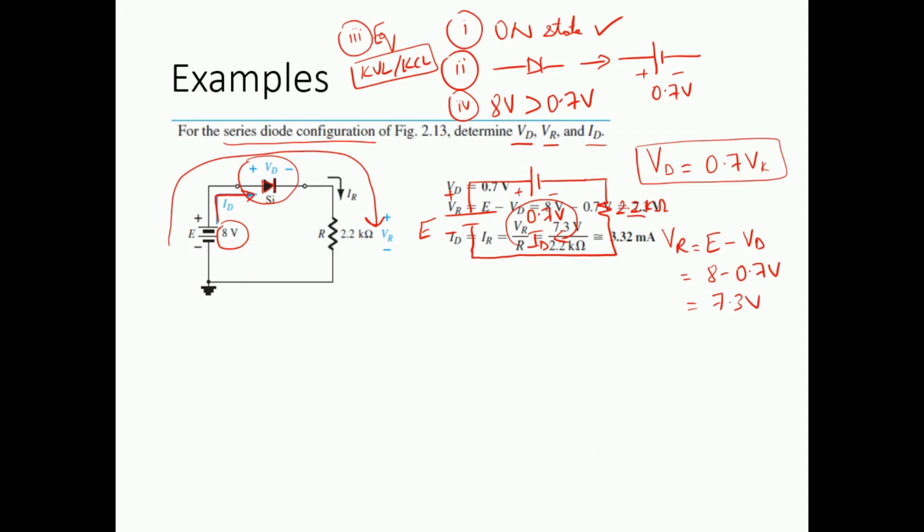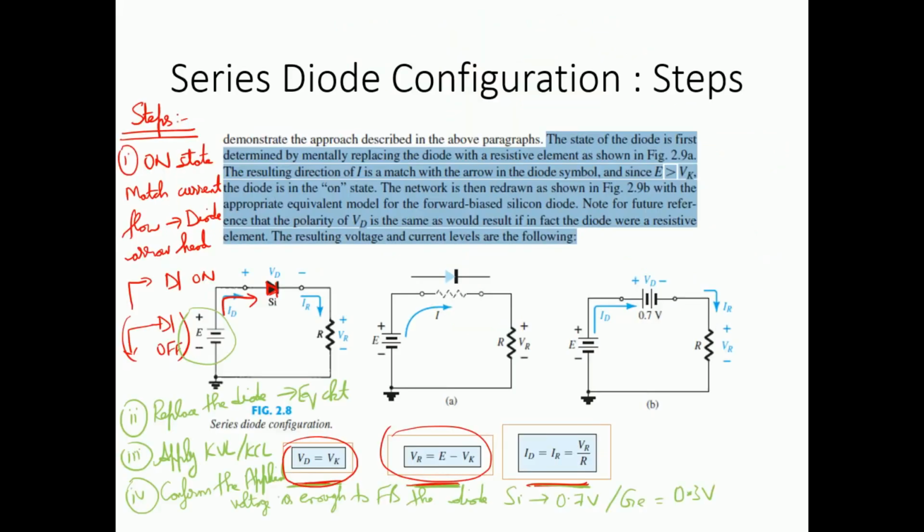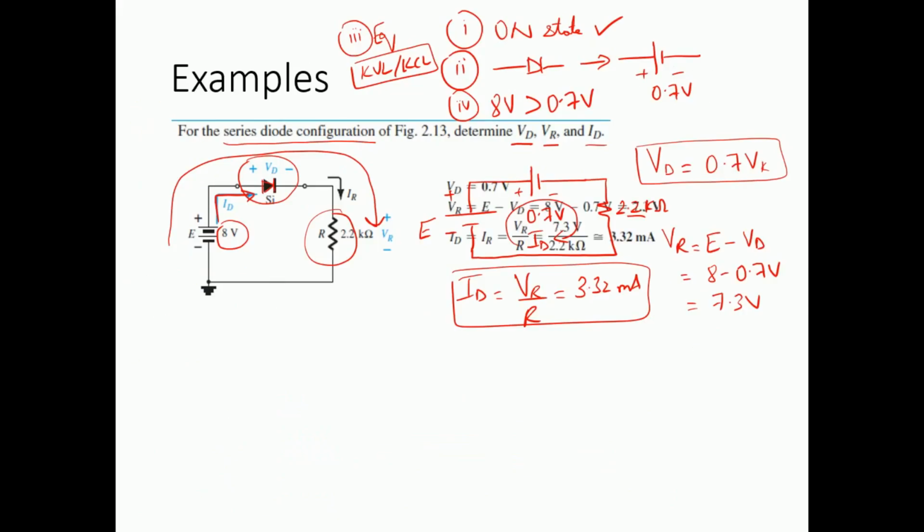And finally, if you want to find the current ID, it is going to be Ohm's law, which is VR divided by R, and it comes out to be 3.32 milliamps. So these are the three sets of equations that we have used to find the unknowns in this series diode configuration.